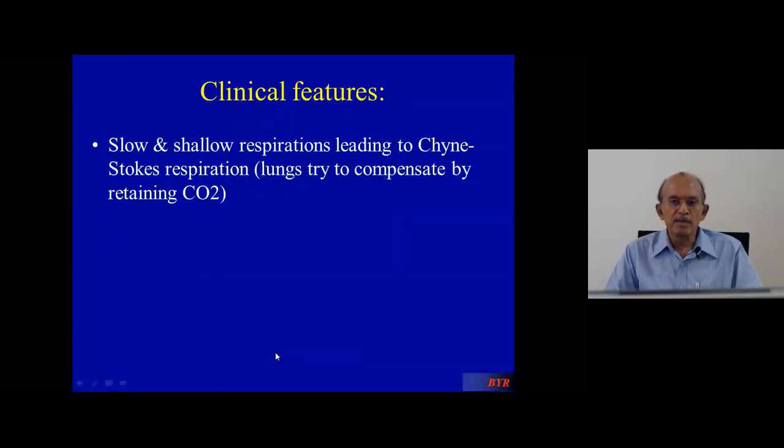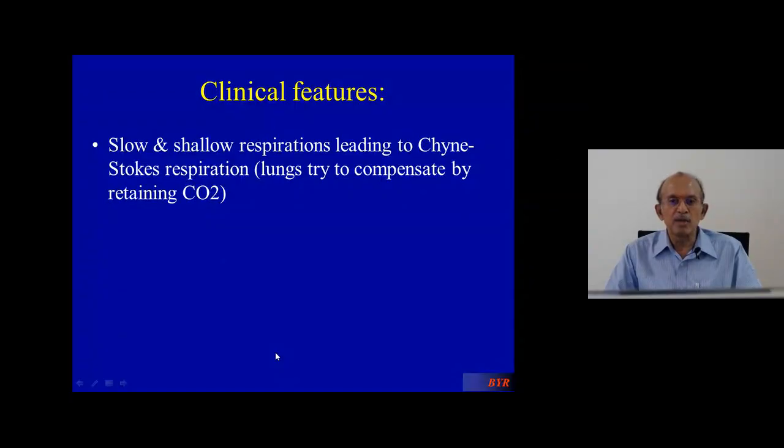Because of the compensation by the lungs, there will be shallow respiration. In alkalosis, there will be shallow respiration. So the patients will have slow and shallow respiration. If it is prolonged, it can lead to Cheyne-Stokes respiration. So lungs try to compensate by retaining more carbon dioxide.